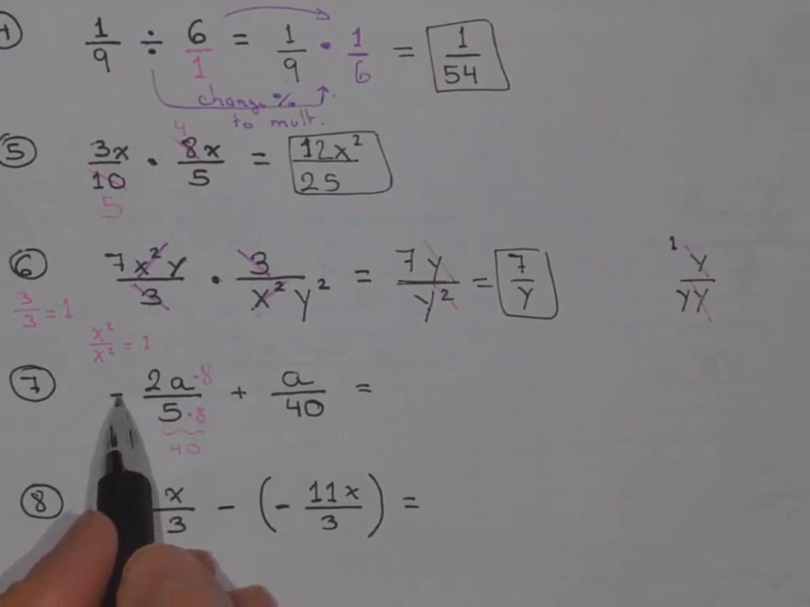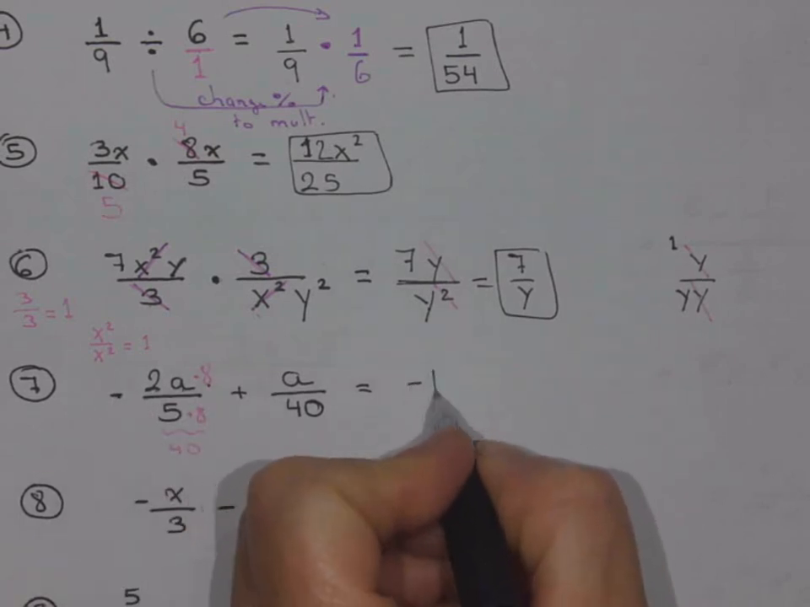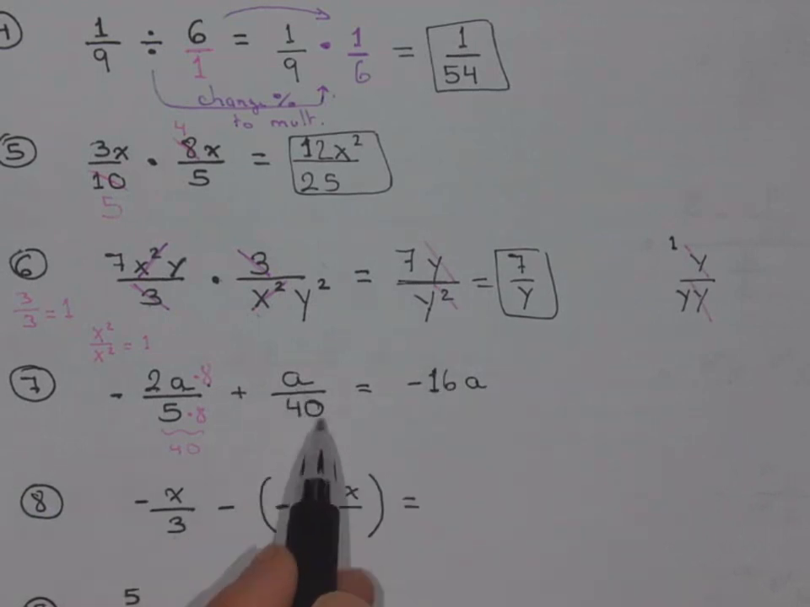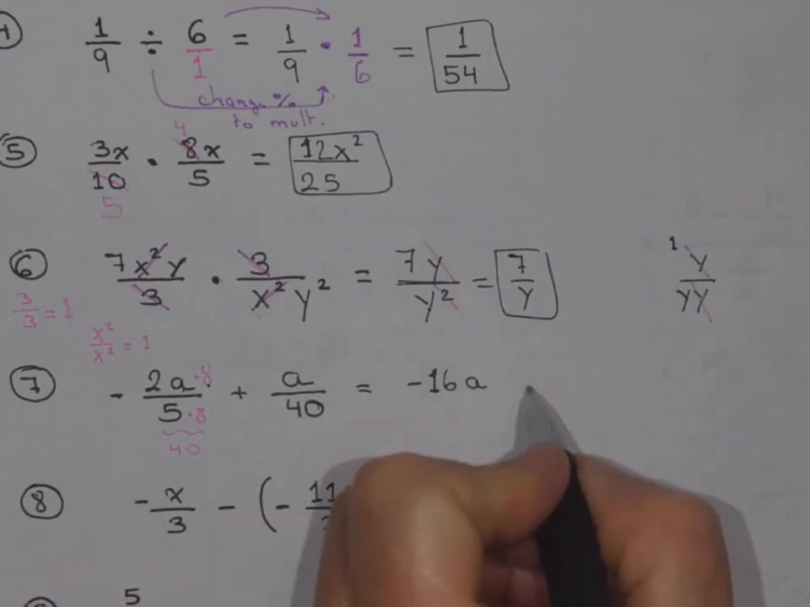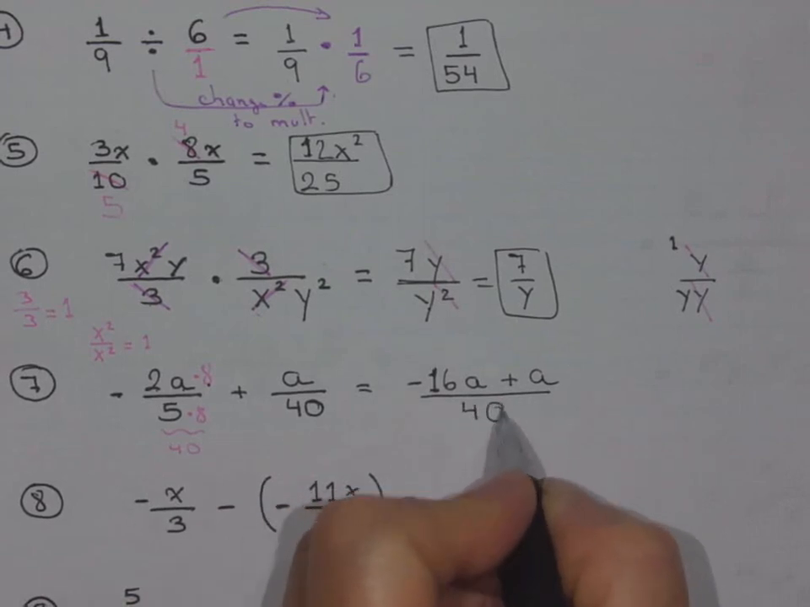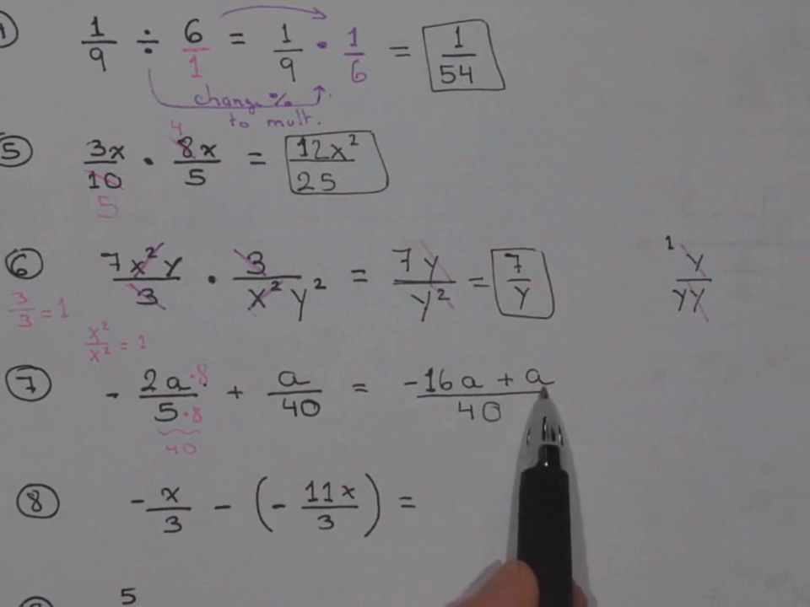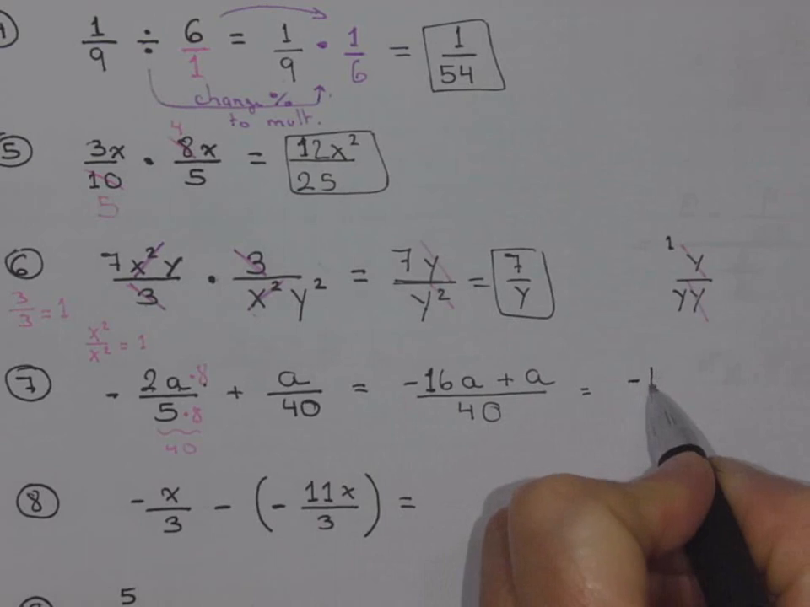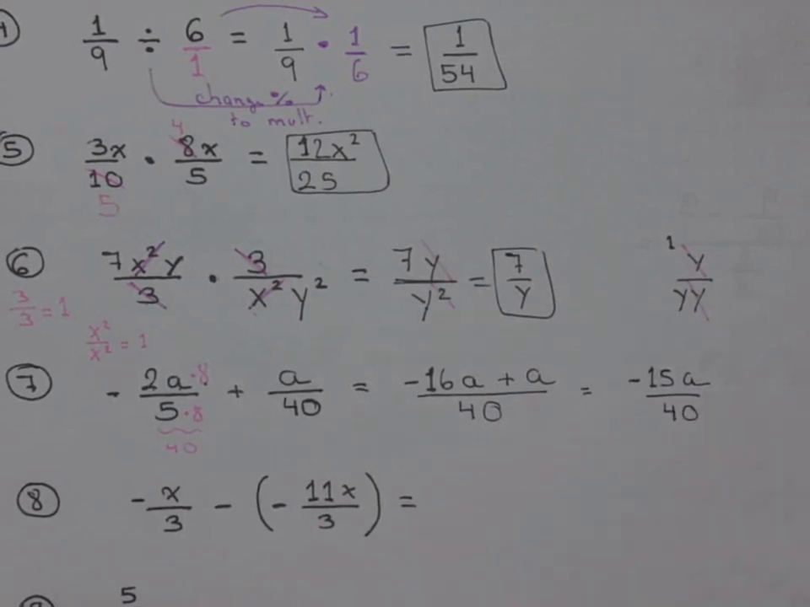So negative, don't forget that negative right there. Negative 2 times 8 is 16a, so we have a negative 16a. Plus, and here I don't have to multiply by anything because it's already a 40, so it's already my common denominator. So plus a, and then my common denominator, as I just said, is 40. Those are both like terms, right? They both have an a, so I have negative 16a plus 1a will be equal to negative 15a over 40. And now we're almost done.